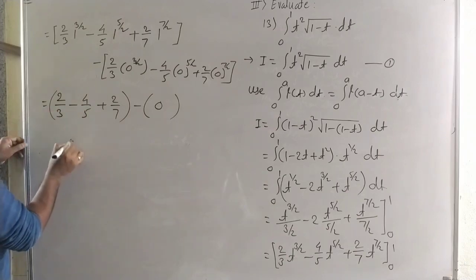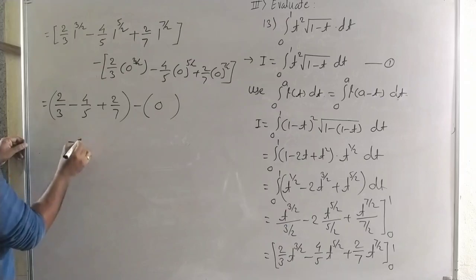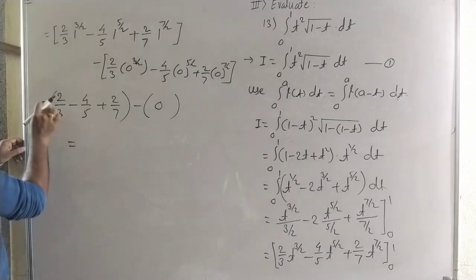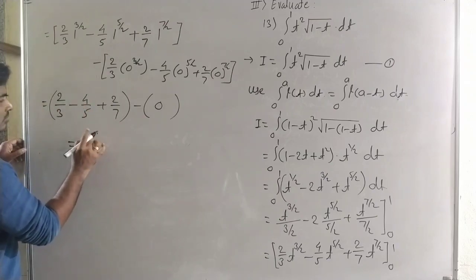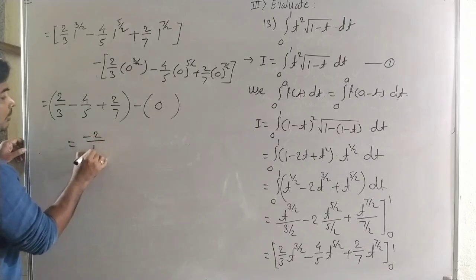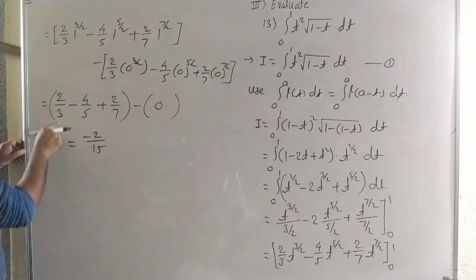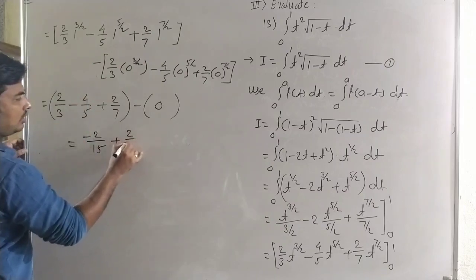And therefore here the integral is equal to, you take the subtraction. Here, see carefully, 10 minus 12, it is minus 2 upon 15, and plus 2 by 7.